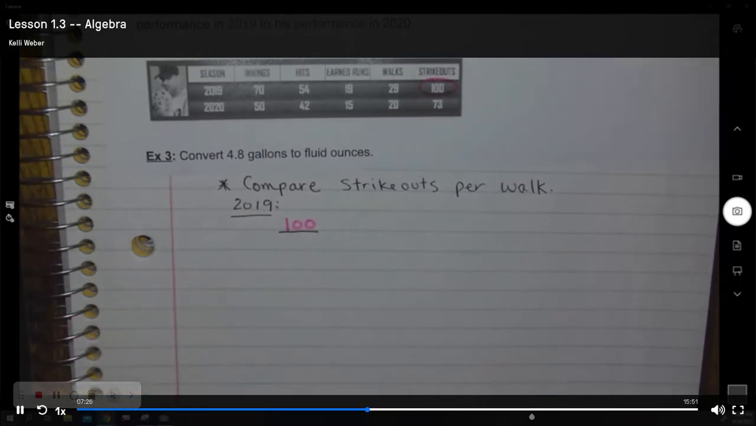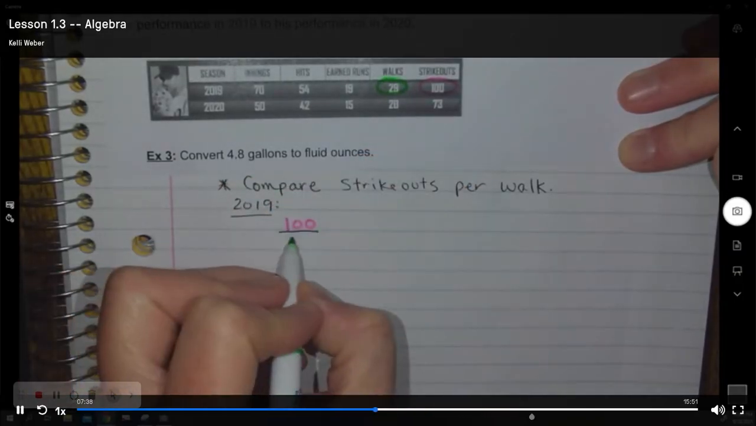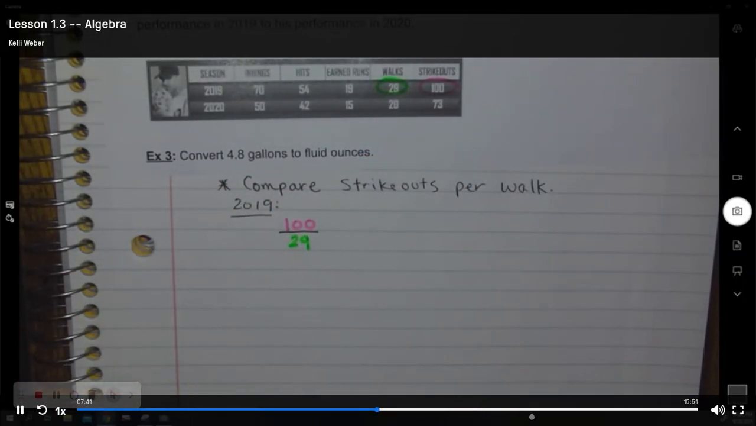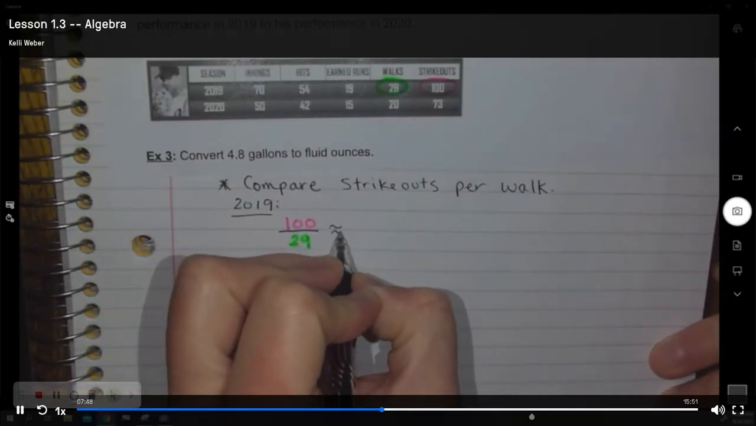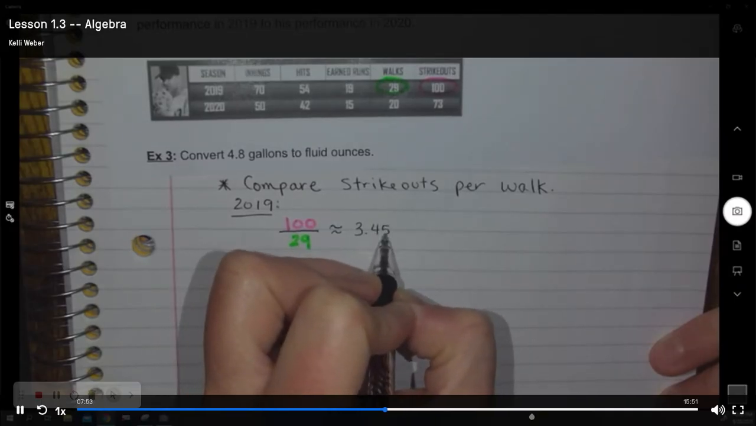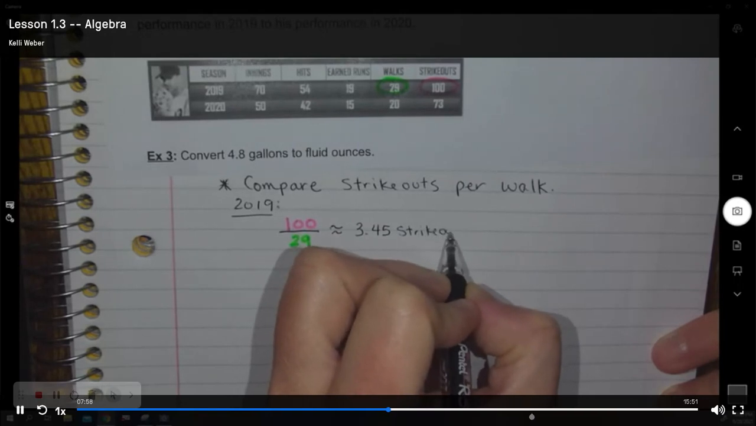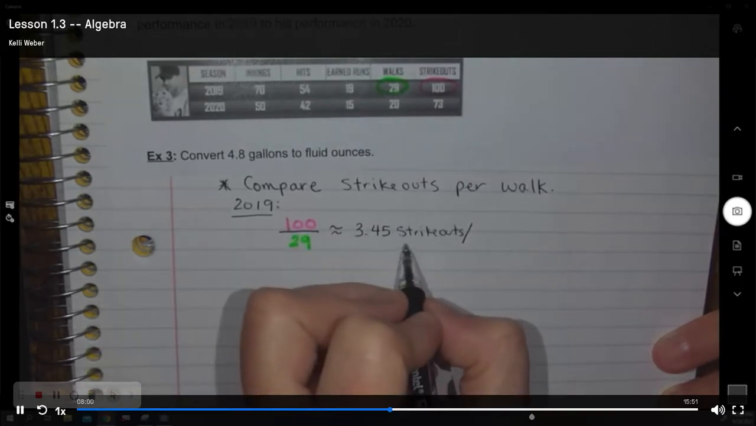All right, so we've got 100 strikeouts over, because remember, rates are fractions. And then we need to look at our walks. So same year, walks are 29. And if we do the division for this, 100 divided by 29 is approximately, so we're going to round it, 3.45 strikeouts for each walk. So I'm just going to do per walk.